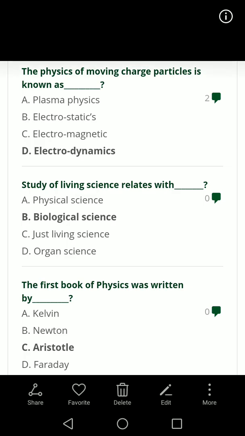The study of living science relates with biological sciences, for example zoology and botany, in which we study about life and living organisms. The first book of physics was written by Aristotle.